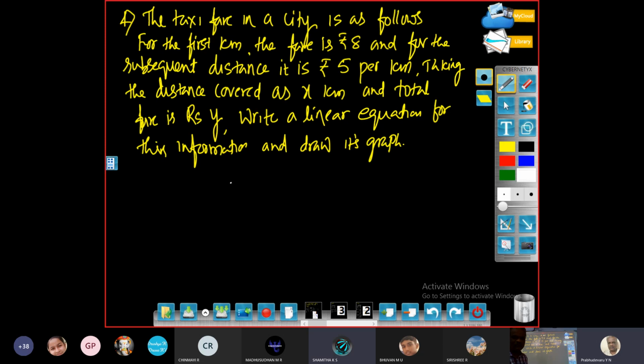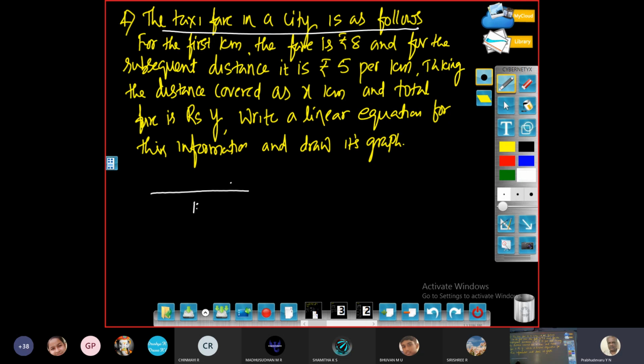Enough, Shamita. I will explain now. Let's listen, okay. The taxi fare in a city is as follows. If you hire a taxi, they are going to charge under the following condition. What is that condition? For the first kilometer, the fare is rupees 8.